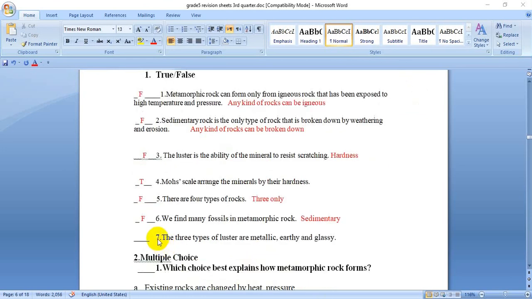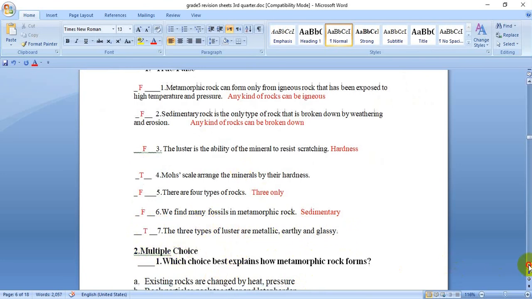Question 7. The 3 types of luster are metallic, earthy, and glassy, so we will write true here. Now let's move to the next question, question 2, multiple choice.